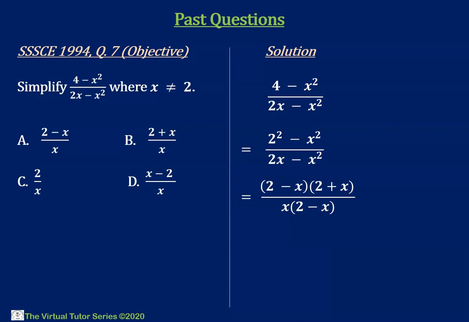Now, let's cancel the common factors out. So, (2 - x) gets rid of (2 - x), leaving (2 + x)/x. Therefore, the correct answer is option B.